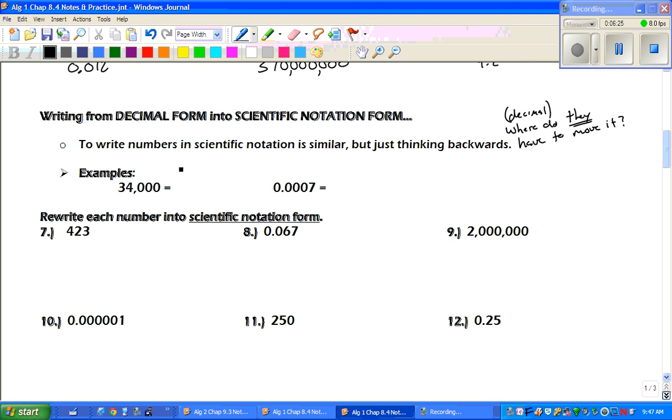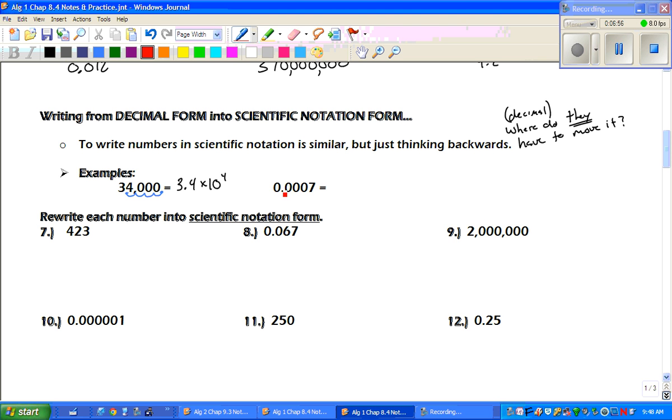When you're doing this, the decimal is right there. To put this in scientific notation, we move it 1, 2, 3, 4. So we move it 4 spots to the left. They have to move it 4 spots to the right. So it's a positive 4.